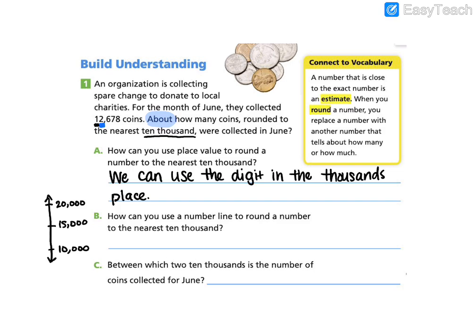Is 12,678 closer to 10,000 or 20,000? We know it's below the midway point, so it's closer to 10,000. So let's go ahead and answer this letter B. How can we use a number line to round a number to the nearest 10,000? We can find which 10,000 it is closer to.